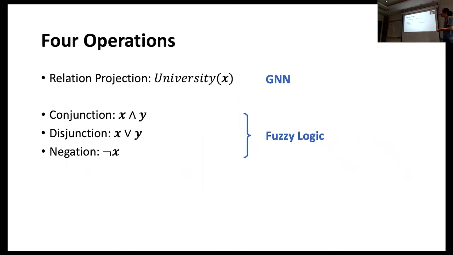So based on the fuzzy set, we define 4 operations. The first operation is the relation projection, which we have already seen in the previous slide. And the other 3 operations are conjunction, disjunction, and negation. The conjunction is just the logical AND of x and y, disjunction is the logical OR operation, and negation is just taking the inverse. And in order to parameterize it with neural networks and learn it end to end, we parameterize the relation projection with graph neural networks, and for the rest of the three logic operations, we use fuzzy logic.